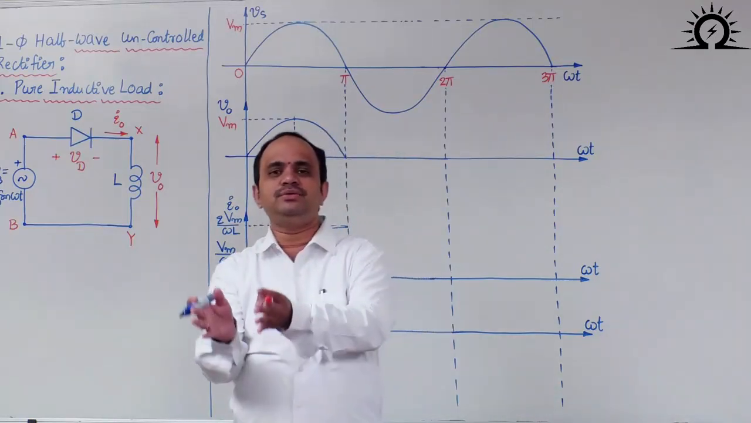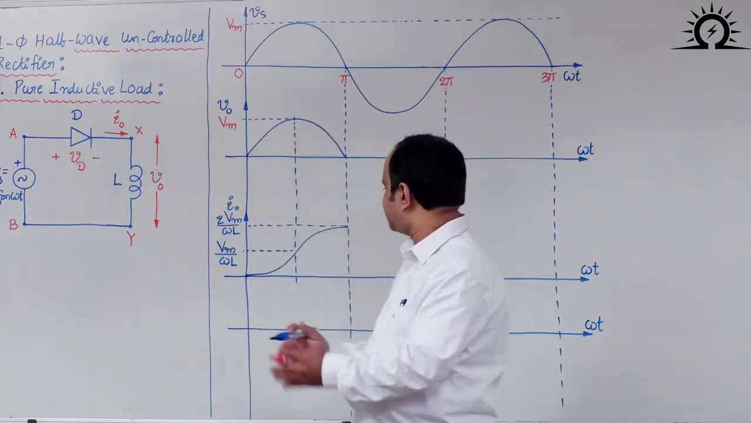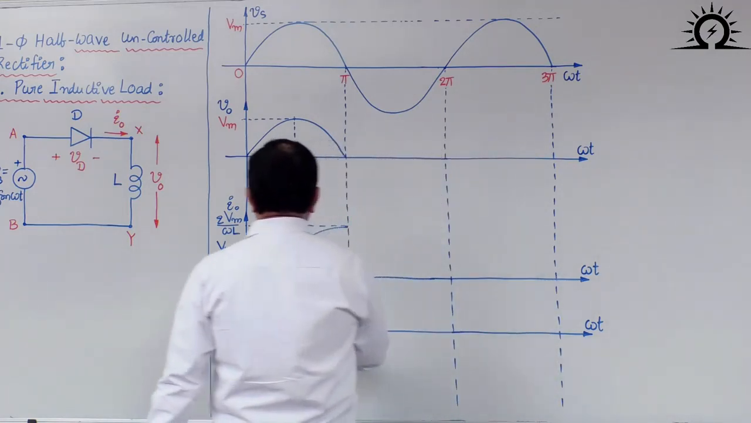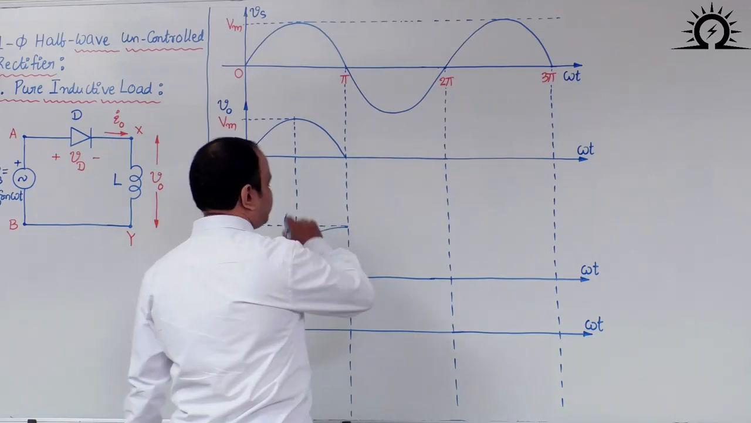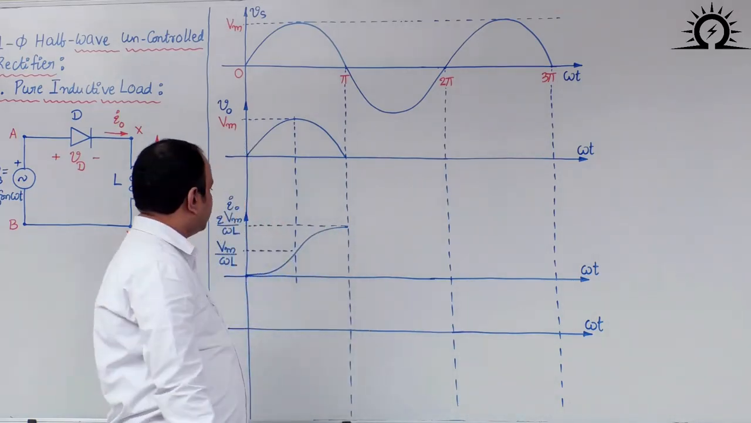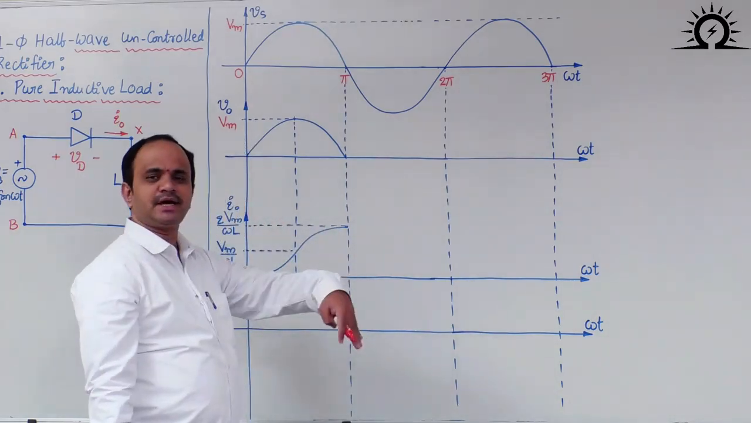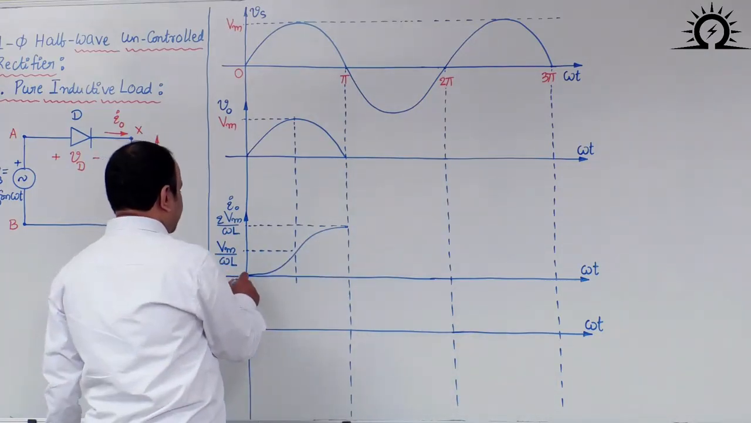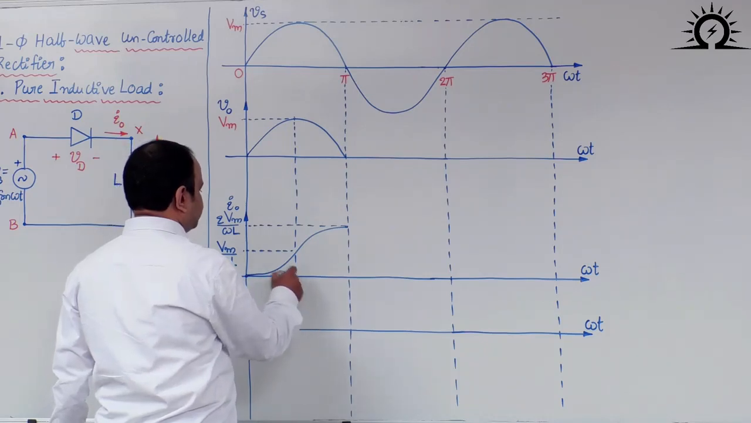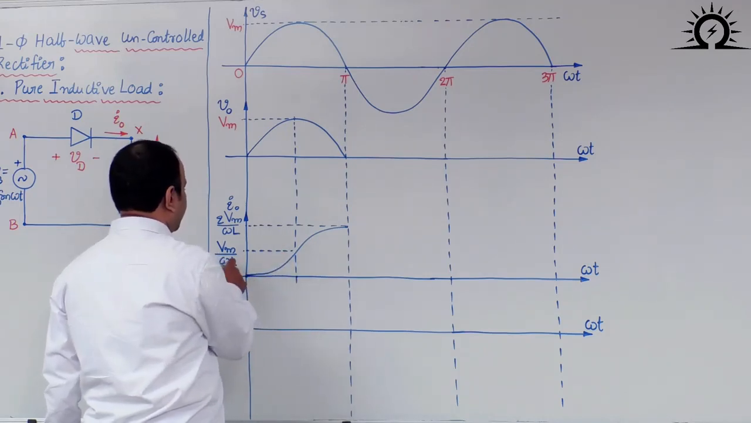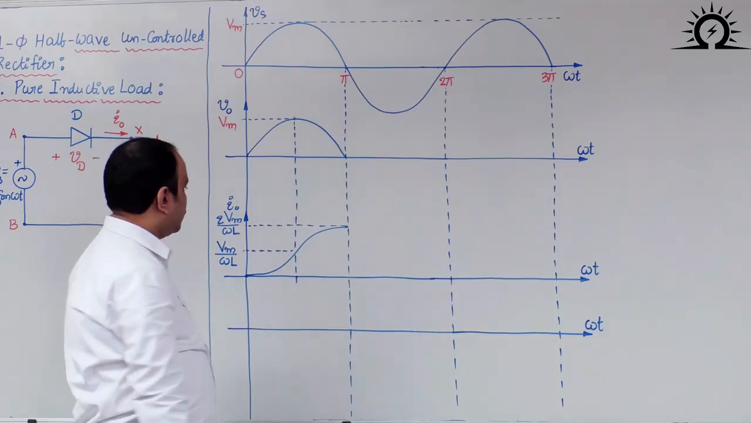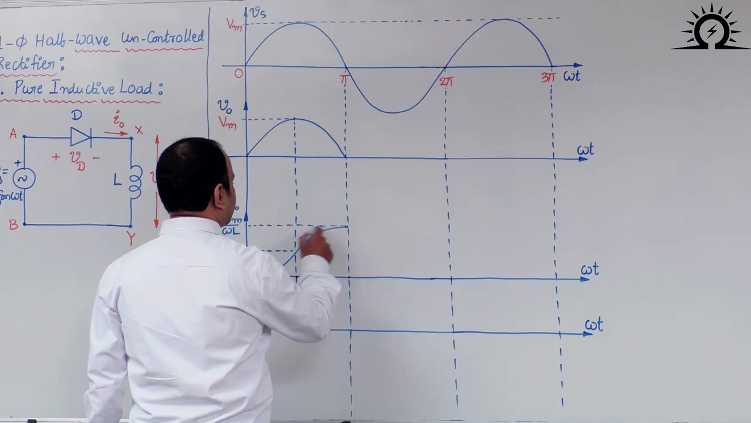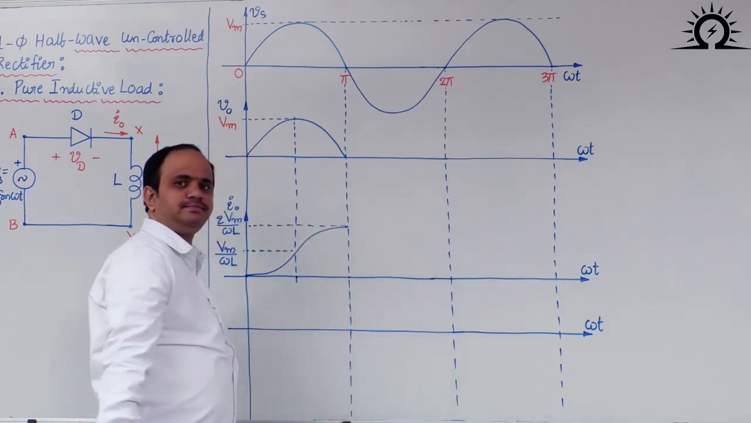How much time does it require? Another pi interval, that is from pi to 2 pi. Okay, that means whatever the rate of rise of inductor current, with the same rate the inductor current will decrease. Rate means what? When we change the angle from 0 to pi by 2, the change in inductor current is Vm by omega L. When we change from pi by 2 to pi, the change in inductor current is another Vm by omega L.